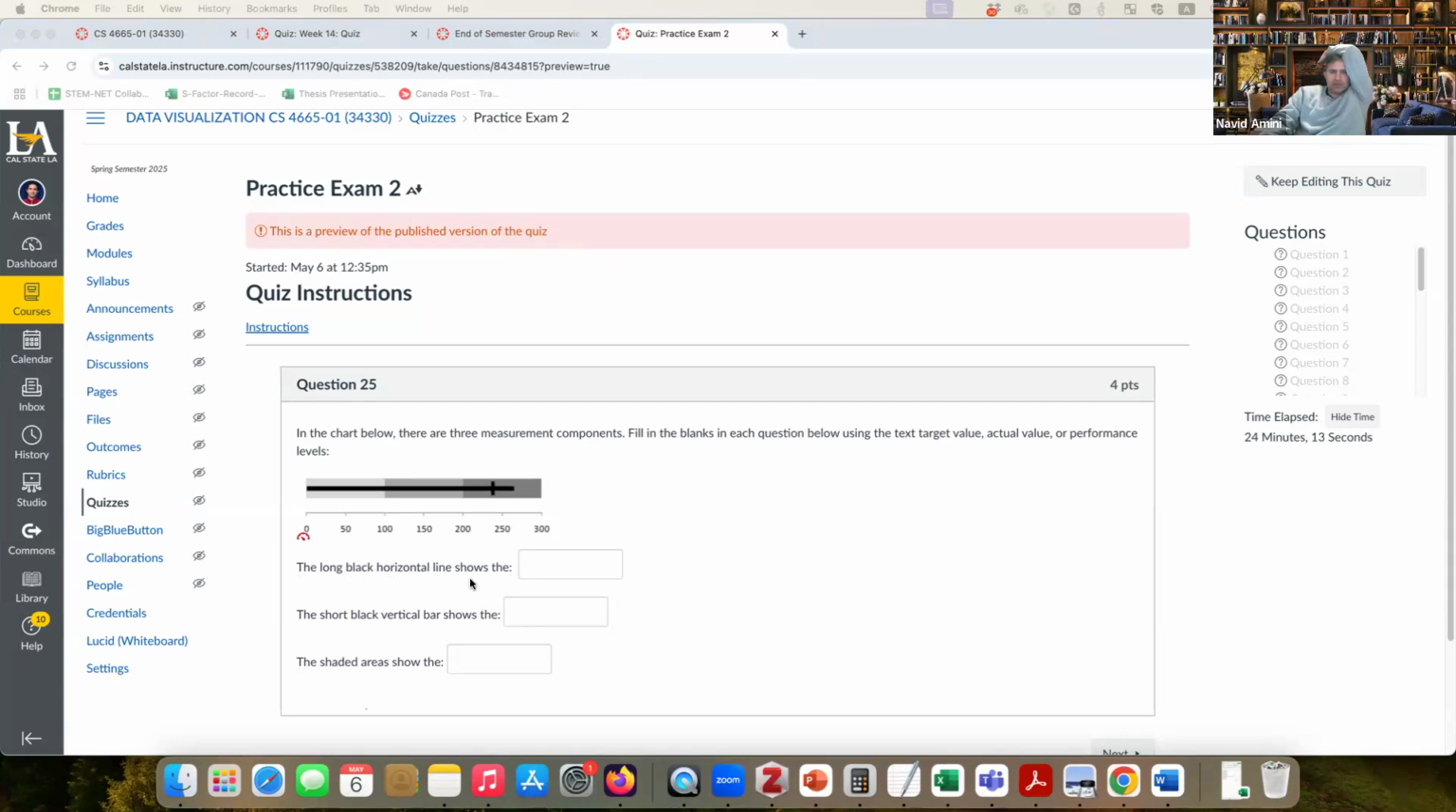So the long black horizontal line shows the actual value, this guy. So length is the pre-attentive attribute. Actual. And then the short black vertical bar, that's the target or expectation, right? The shaded area, that is performance levels. So it could be that this is great, this is good, this is average and below average, or maybe, the more the worse. This is great, this is very good, this is average and below, something like that.